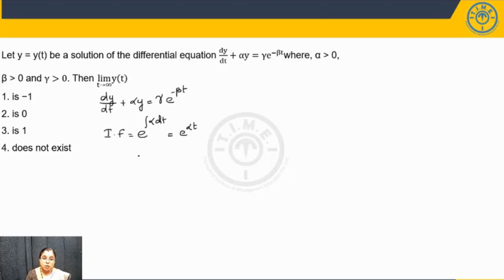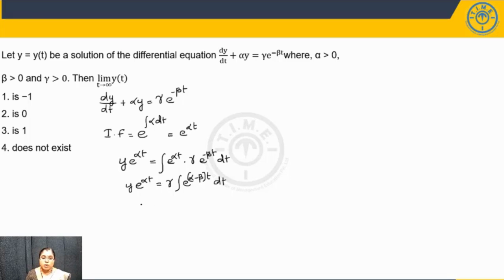Now how will you write the solution? y into e raised to alpha t equal to integral of e raised to alpha t into gamma into e raised to minus beta t dt. Here gamma is a constant, so let's take it outside. So we have y into e raised to alpha t is equal to gamma into integral e raised to (alpha minus beta) into t dt. a raised to m into a raised to n is a raised to m plus n. So that is what we have to apply.